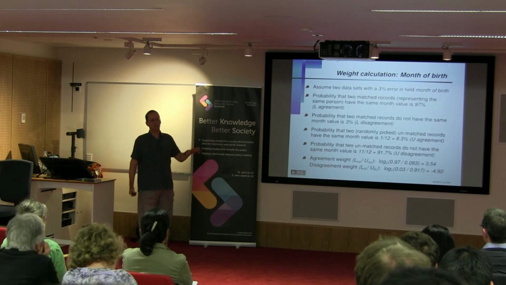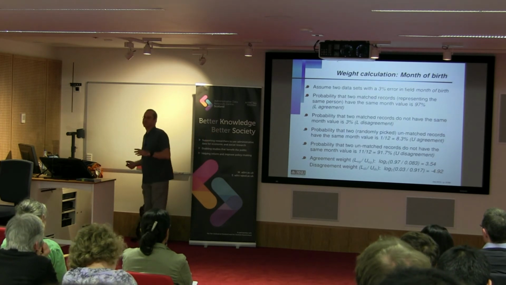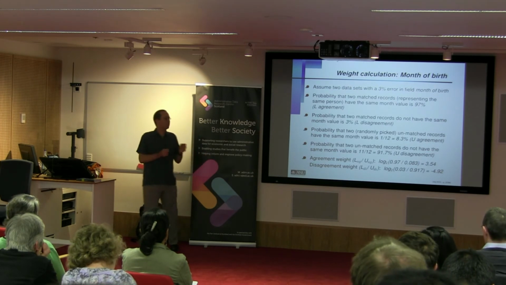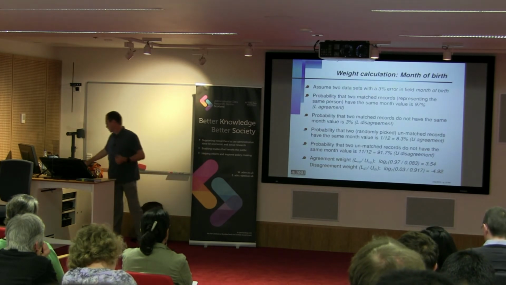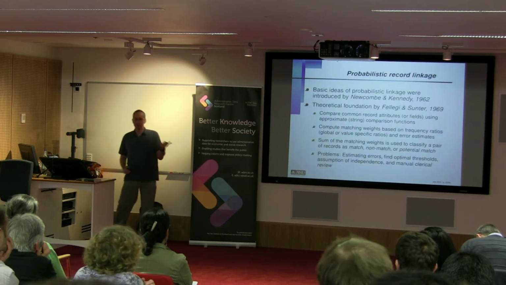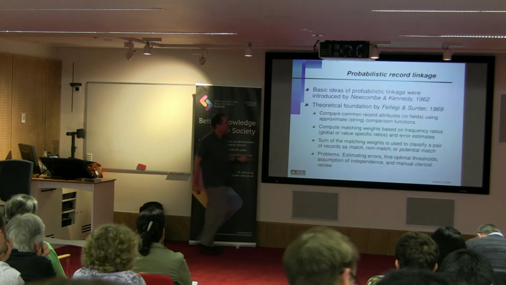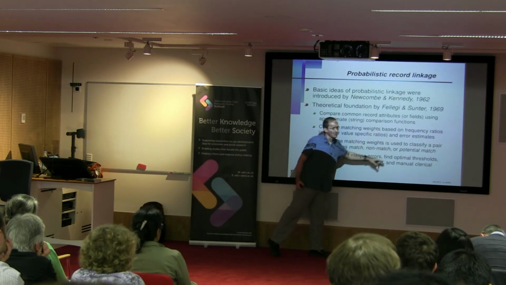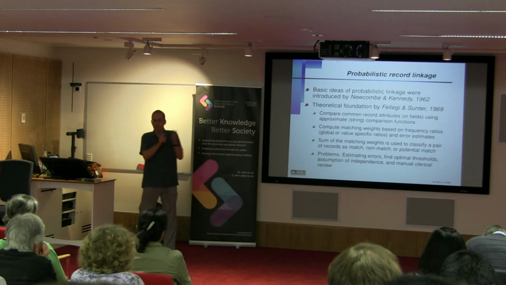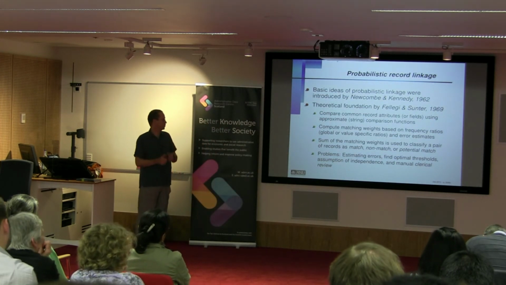Felicien-Santer actually proved that under certain circumstances, this gives us the optimal way of how we link records together. But it has the problem of we need to know the error rate. I'll come back to this here. We need to know the error rate, which is very difficult to estimate. Finding optimal thresholds for the upper and lower, so where do we decide what is a match, what is a no-match, what are the potential matches, is very difficult.